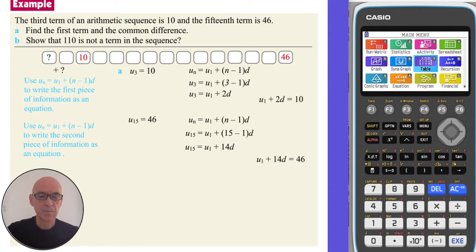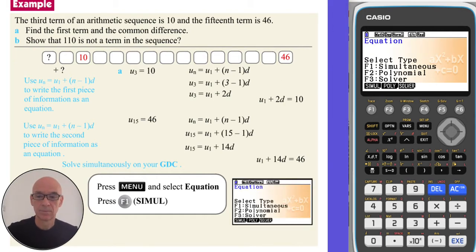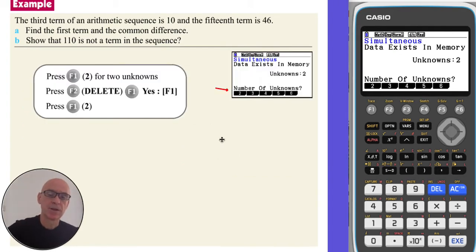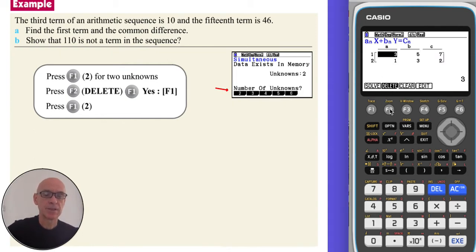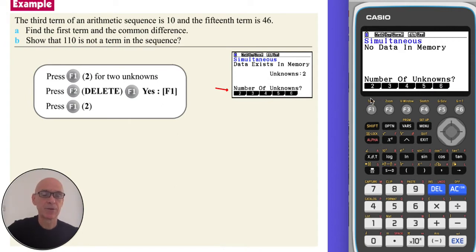You can either solve them algebraically or you can solve them on your calculator. From the main menu, if you select Equation and then press F1 for simultaneous. If you press F1 for two unknowns and then F2 to delete any previous coefficients and F1 to confirm the deletion. And finally press F1 again and then we're ready to input our equations.